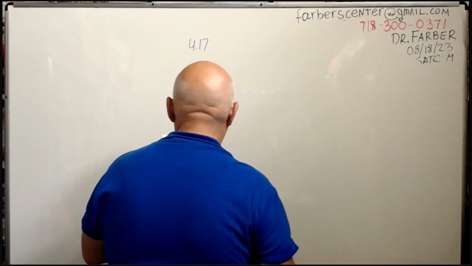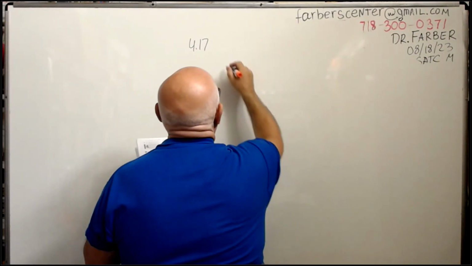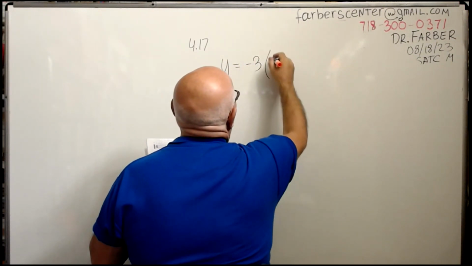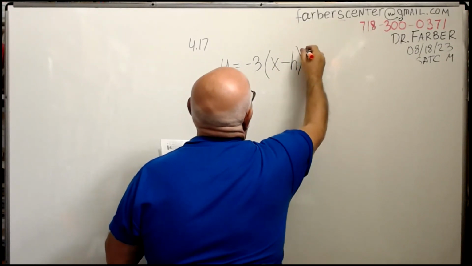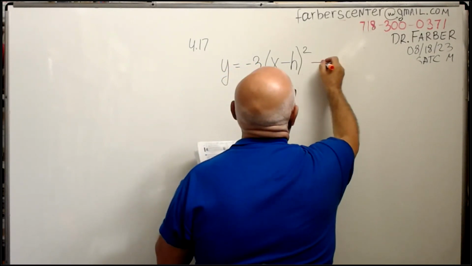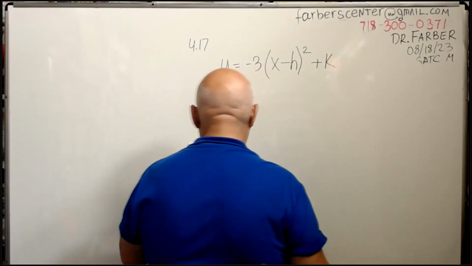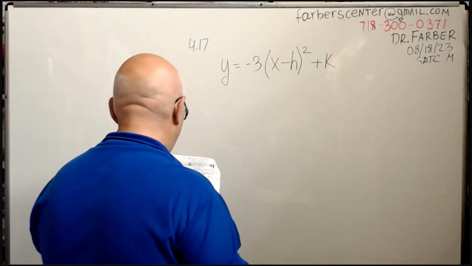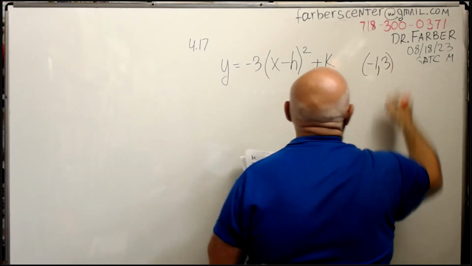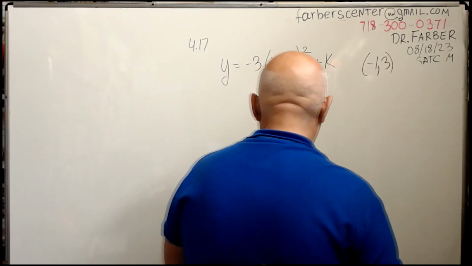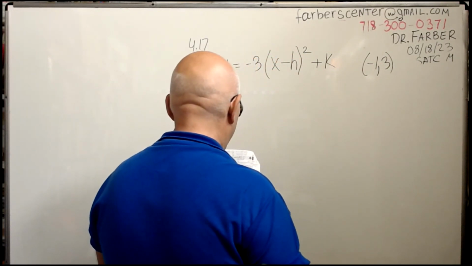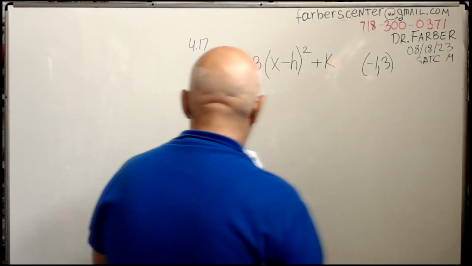They give the equation y equals -3 times (x minus h) to the second power plus k. In addition, we have the point -1, 3. Find the vertex of the parabola with this equation.